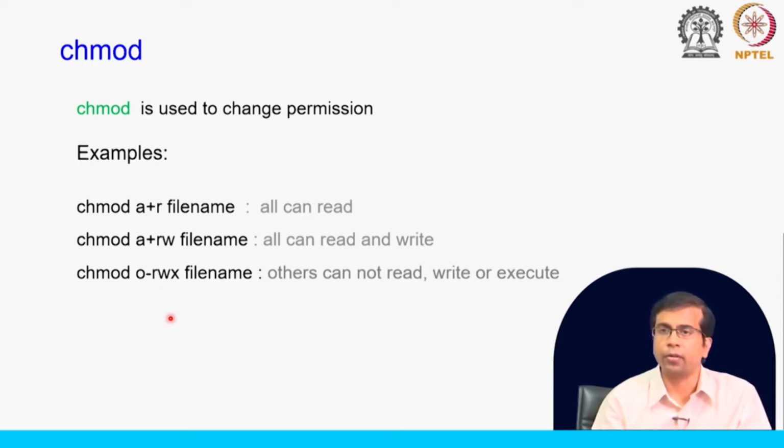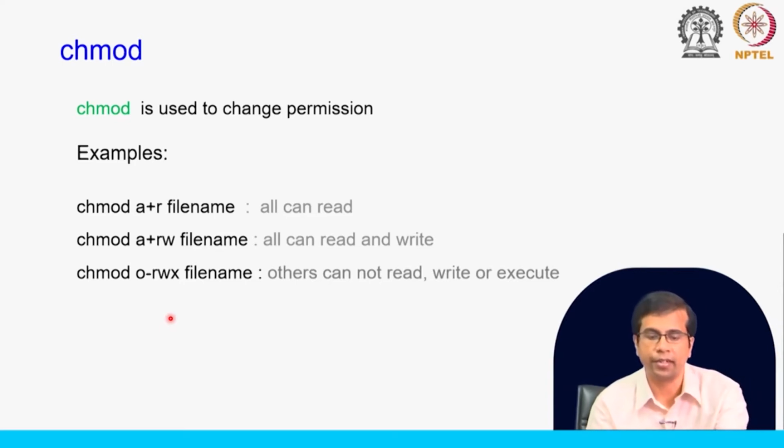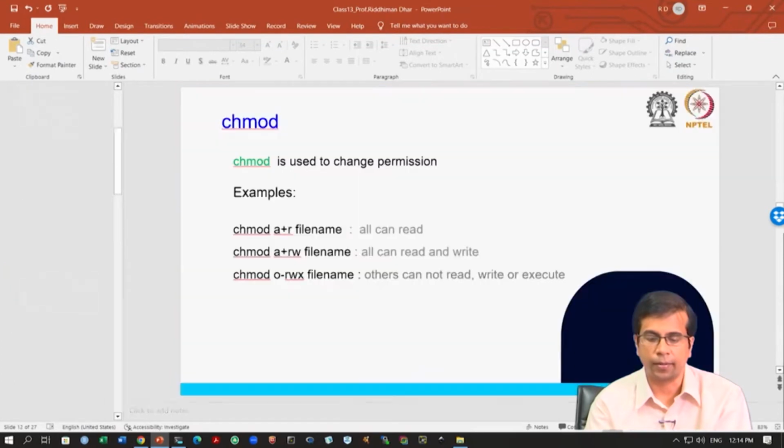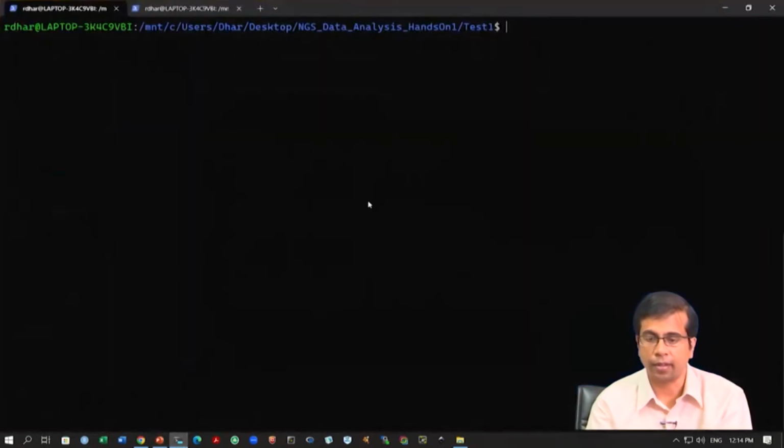So, this is how the notation will look if you are using chmod. And then you can also use another way of using chmod. I will discuss this a bit later. First, let us see how these commands would work, and then we can run ls -al again to see whether the permission has been changed. There is another way to change permission in chmod. So, let us go to the terminal now and run these commands.